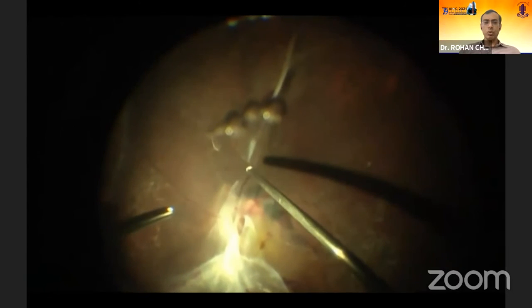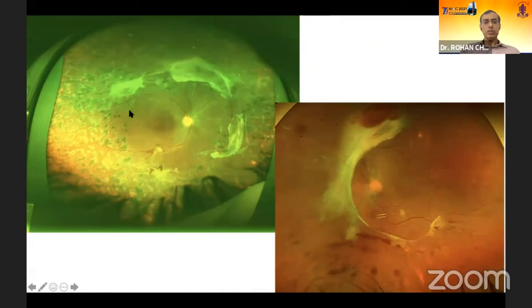In some cases where you do land up creating a break, you can use silicone oil as well. But if the break is superior, then you can also get away with gas. So these are some of the cases. This was a type 1 diabetic, extensive proliferation.